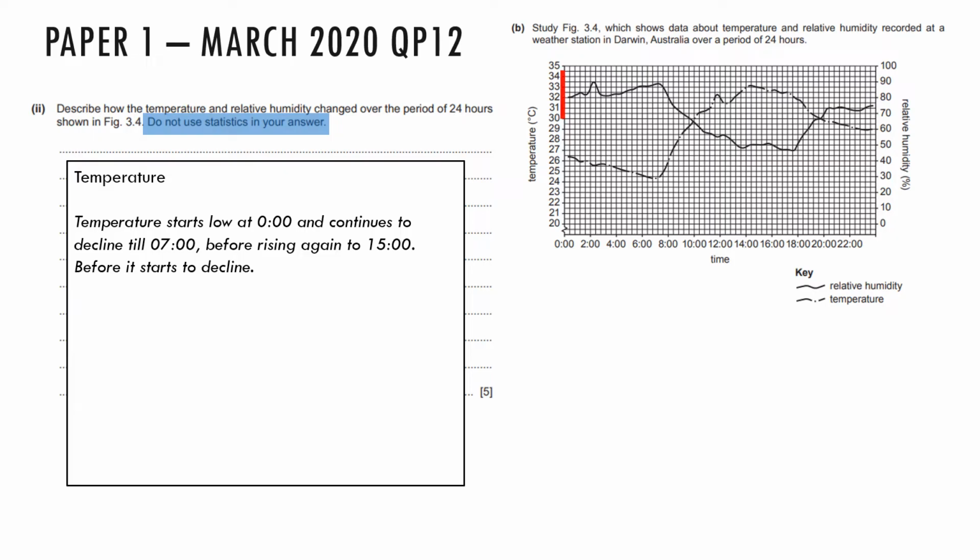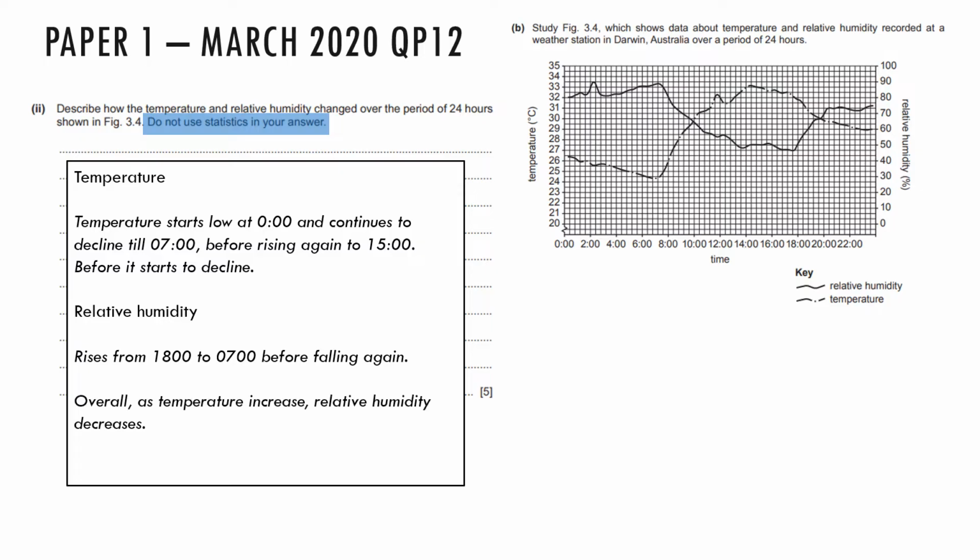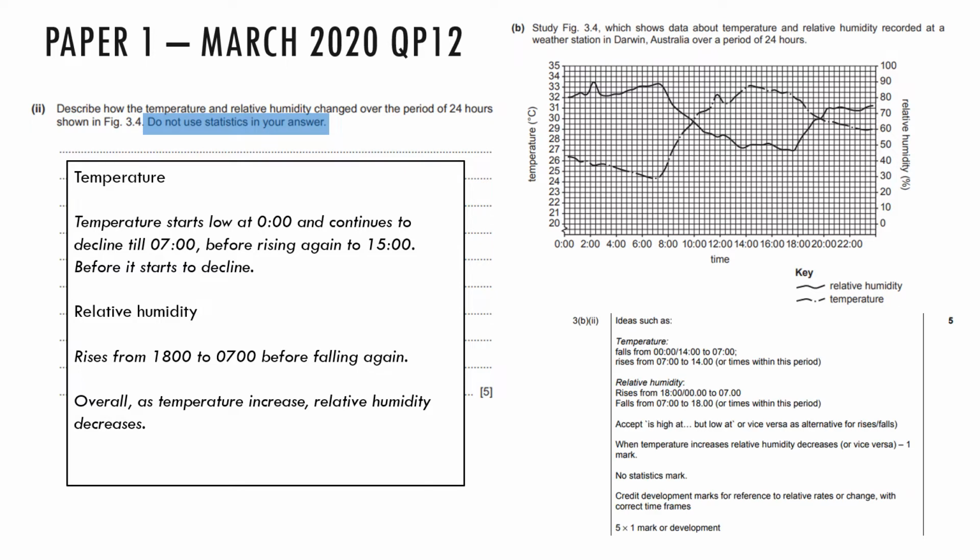Then if we do the same for relative humidity, have the various sections of where it's stable, declines or increases, then we can say it rises from 6 o'clock to 7 o'clock before falling again. And then overall, as the temperature increases, the relative humidity decreases. And if we look at the mark scheme, again, we've got those periods in place. We've used the timings. We've said when it's high and when it's low, and we've compared the 2.